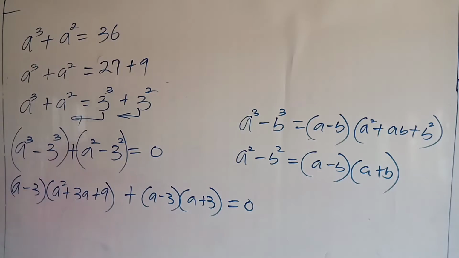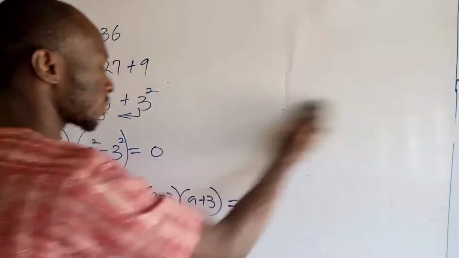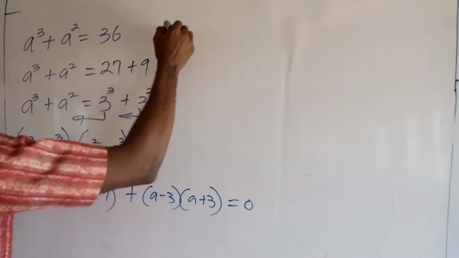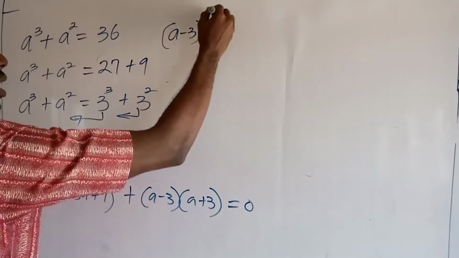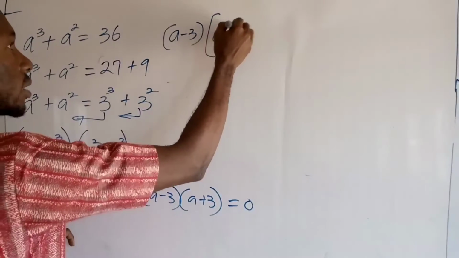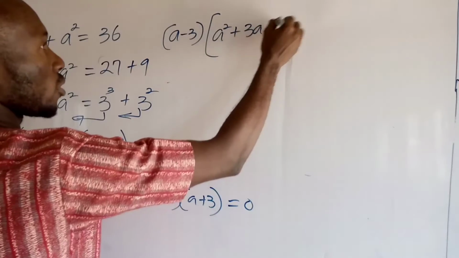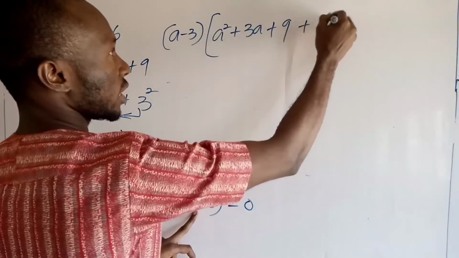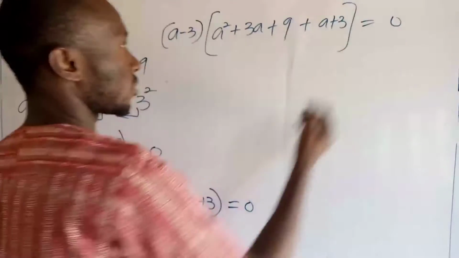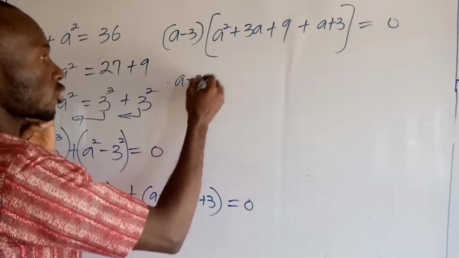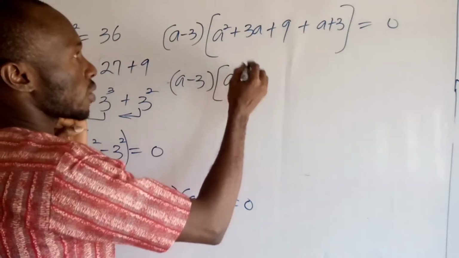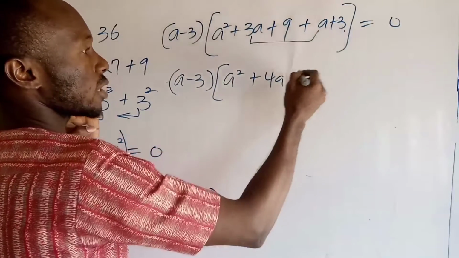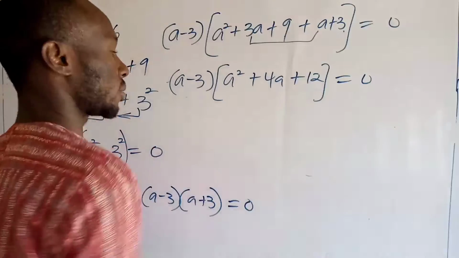Now the next thing you want to do is factor out a minus 3, which is common. So you have a minus 3, then times a squared plus 3a plus 9, then of course plus a plus 3, equal to 0. At this point you have a minus 3 times a squared, 3a plus a gives me 4a, and 9 plus 3 gives me 12, equal to 0.